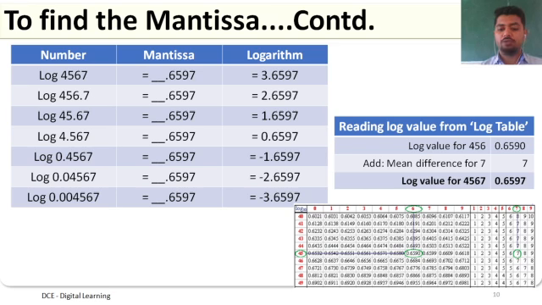To the value found by locating the first three digits, the value for the fourth digit, which is the mean difference value, has to be added. So the log value for 456 is 0.6590. To this add the mean difference for 7, which is also 7. If you add this together, the log value for 4567 would be 0.6597.